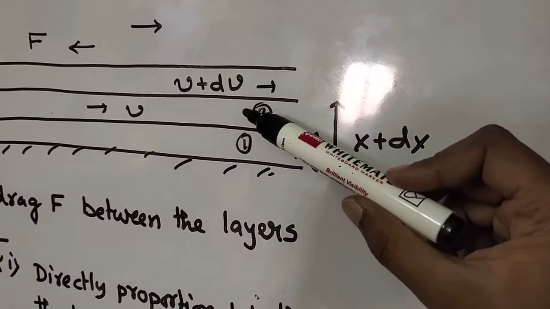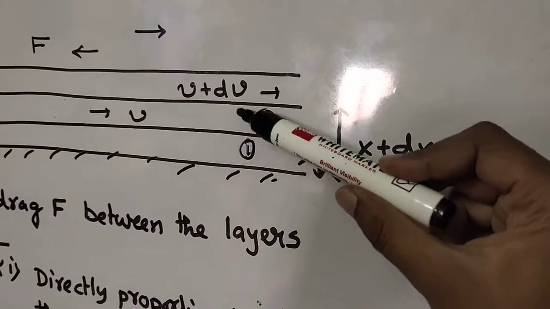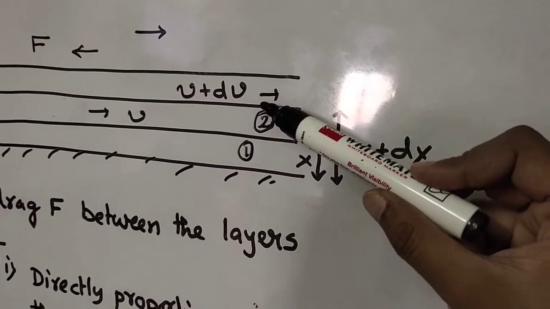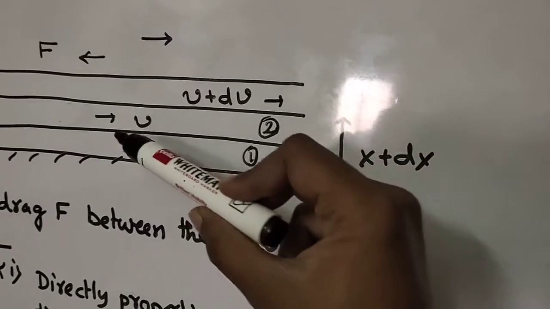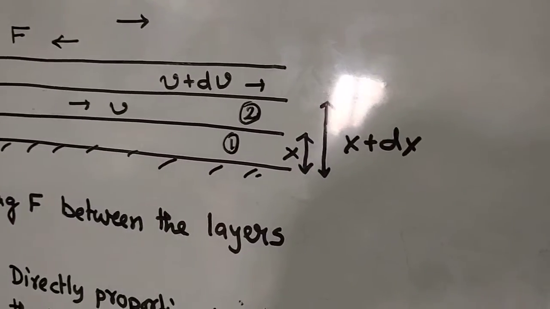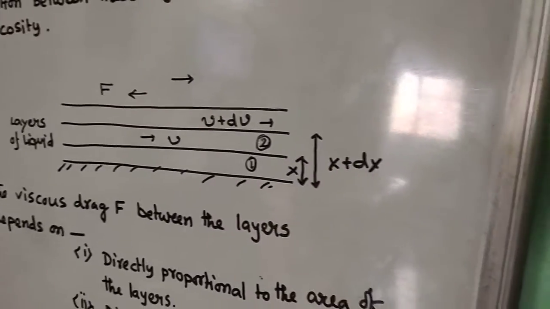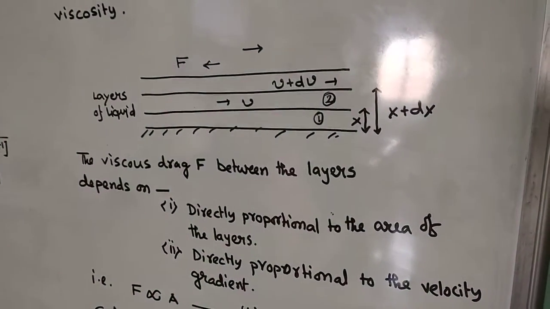But if you consider this layer, there is a force between like molecules. So layer 2 is moving with velocity v plus dv. This layer moves with velocity v and this layer moves with velocity v plus dv. So there is always some relative velocity between the layers. It means there is a presence of viscous force.